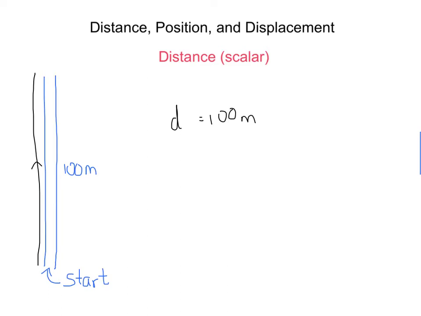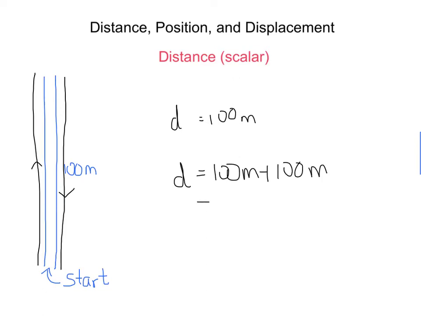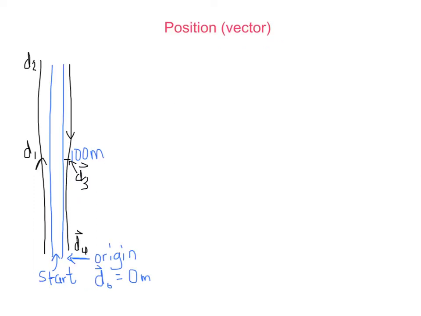Now we can do a second example here, and assume this time it's made that same run, but then the person had to also stop and turn around and come back. So now it's run the length of the track 2 times. So what we have now is a total distance of 100 meters plus 100 meters, which means that the distance traveled is 200 meters.